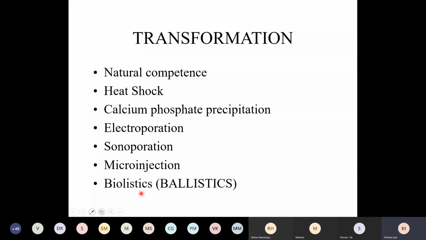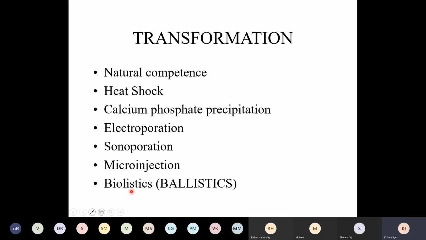So there are various methods by which you can transform a bacteria, or introduce DNA into a bacteria. The most commonly used methods are generally heat shock and electroporation in bacteria, and you use microinjection and ballistics generally for animal cells and, in this case, plant cells.